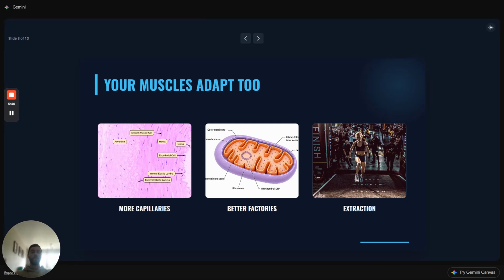So you can also develop more capillaries around the muscles as well. So these are those tiny blood vessels where oxygen can move from the blood towards the muscles. So now you've got a heart that's better at pumping blood, more blood vessels helping deliver oxygen, and muscles that are better at taking that oxygen and using it. That's what we're talking about when we say your aerobic system becomes better developed.